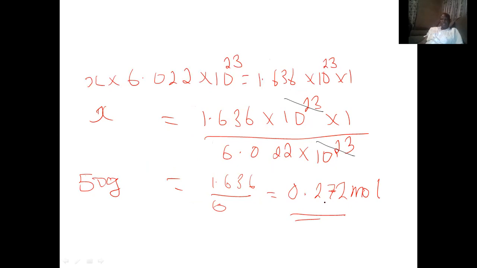So I thought today we could look at how we can use the Avogadro constant. In particular, we have looked at the number of atoms in a substance. Next time we'll look at the number of other particles like molecules and ions. I thank you.